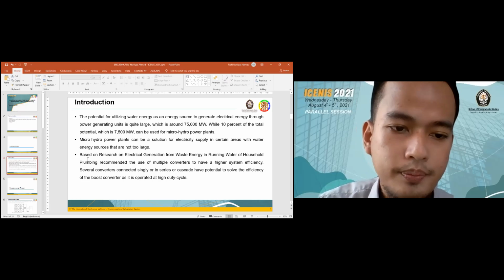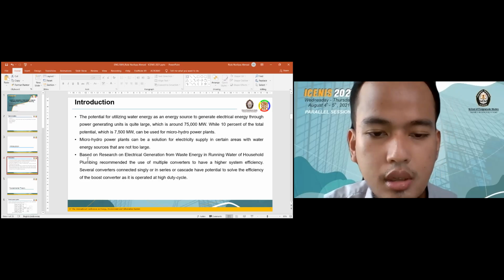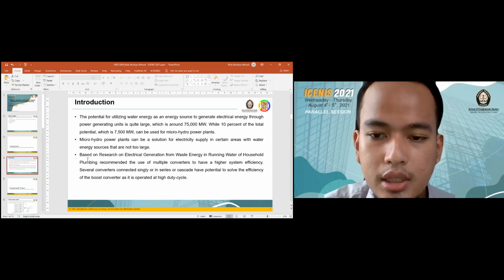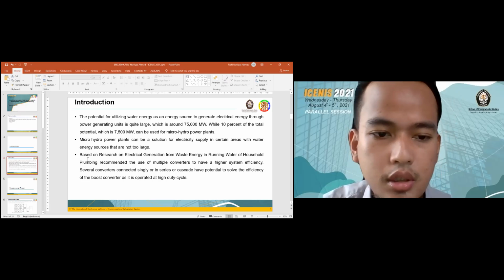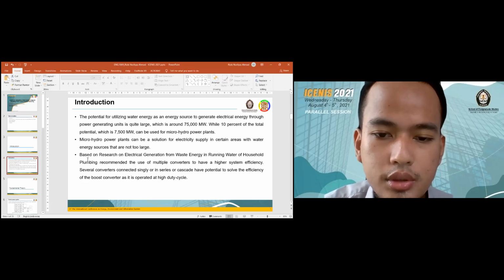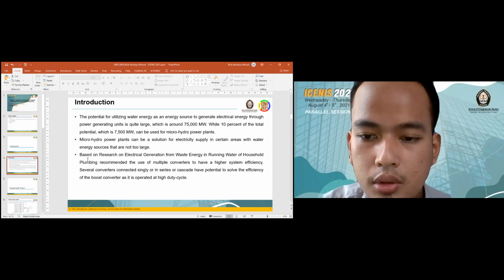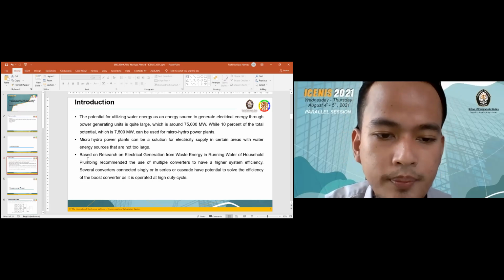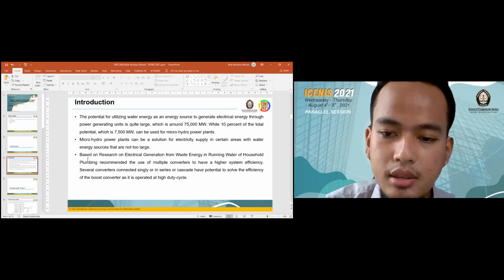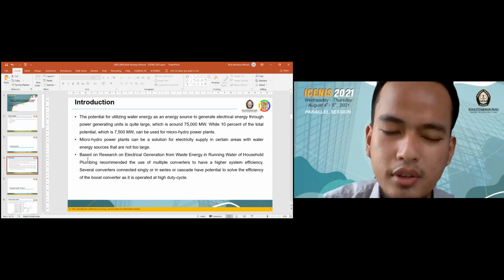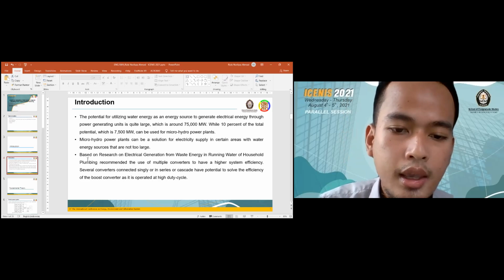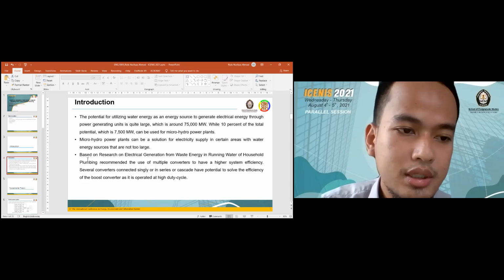Based on the research on electrical generation from waste energy in running water of household plumbing, the use of multiple converters is recommended to have a higher system efficiency. Several converters connected singly or in series or cascade have potential to solve the efficiency problem of the boost converter as it is operated at high duty cycle.